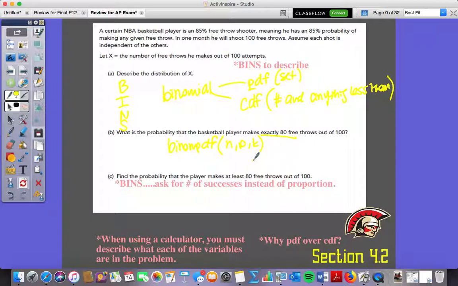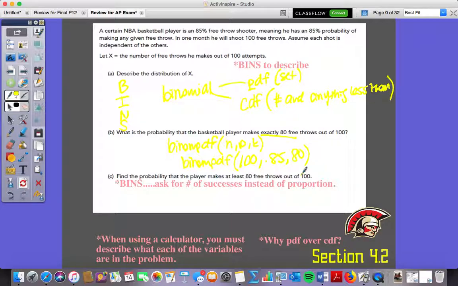Make sure you state the formula if it's an FRQ. N would be the set number, 100. Probability is that he's an 85% free throw shooter, and K would be 80. So if they give you an exact amount, then that's when you do PDF.